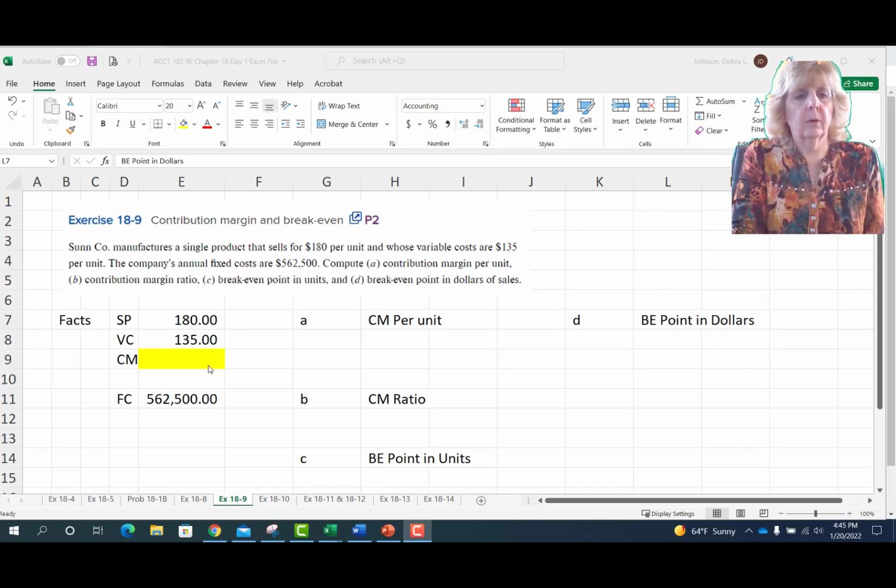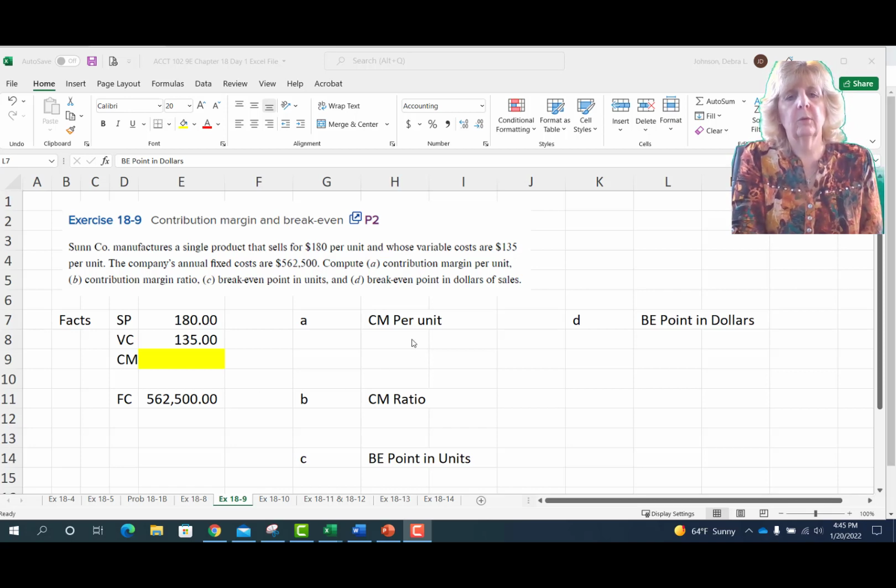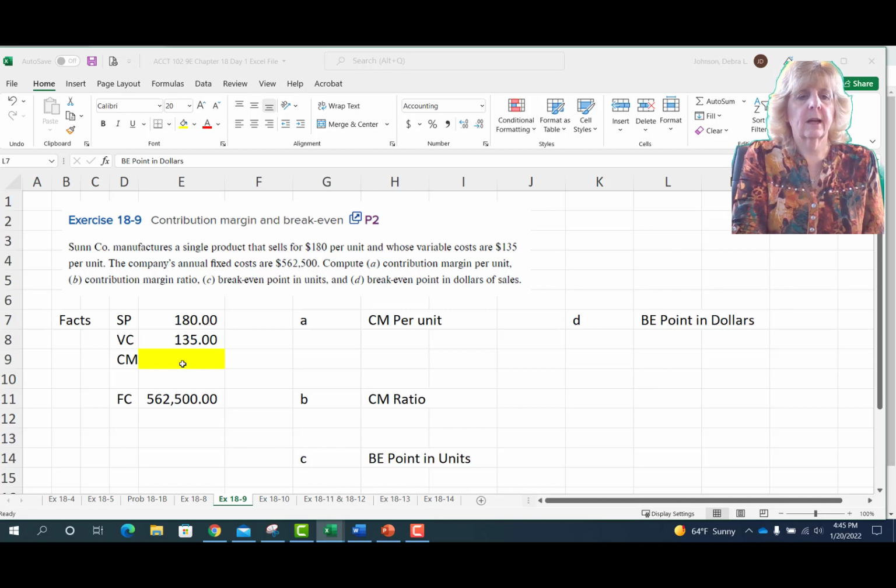In this example, a company manufactures a single product that sells for $180 per unit, whose variable costs are $135, and whose fixed costs are $562,500. The author asks us to compute 4 things: the contribution margin per unit, the contribution margin ratio, the break-even point in units, and the break-even point in dollars. Let's take a stab at it.